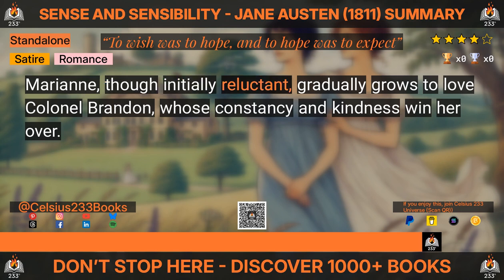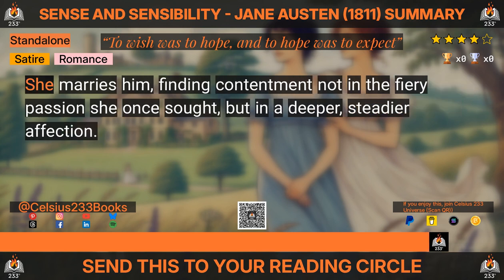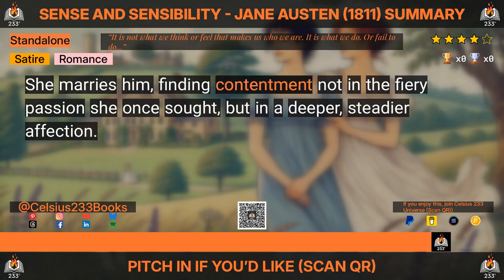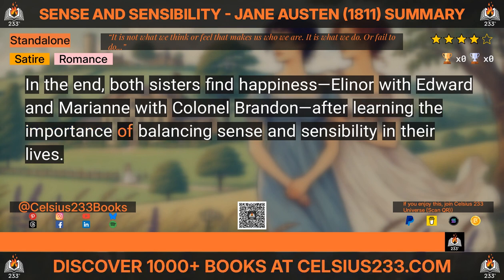Marianne, though initially reluctant, gradually grows to love Colonel Brandon, whose constancy and kindness win her over. She marries him, finding contentment not in the fiery passion she once sought, but in a deeper, steadier affection. In the end, both sisters find happiness, Elinor with Edward and Marianne with Colonel Brandon, after learning the importance of balancing sense and sensibility in their lives.